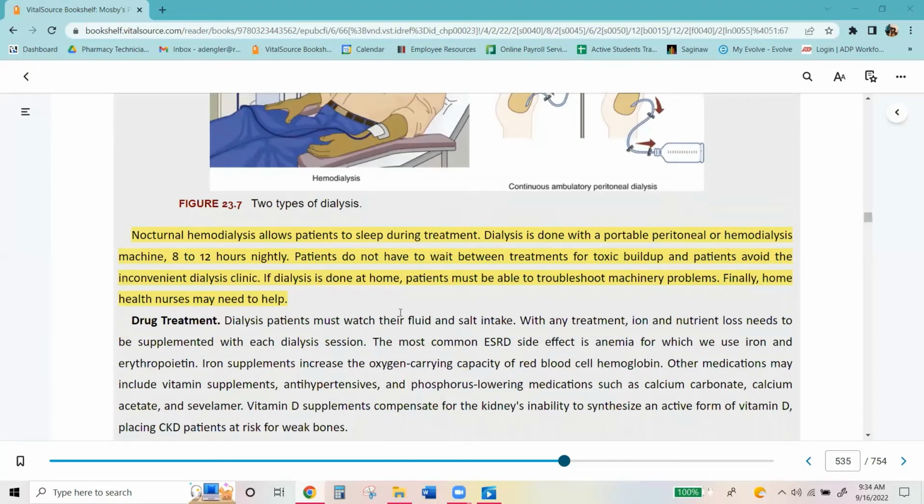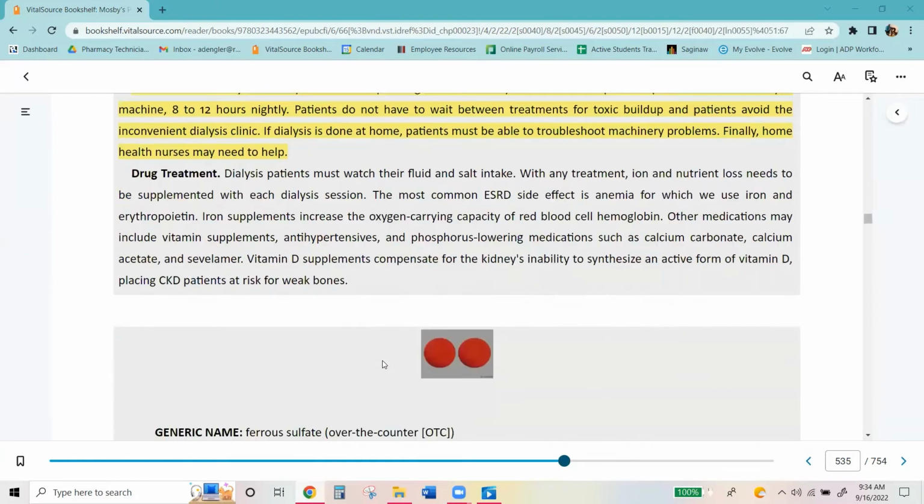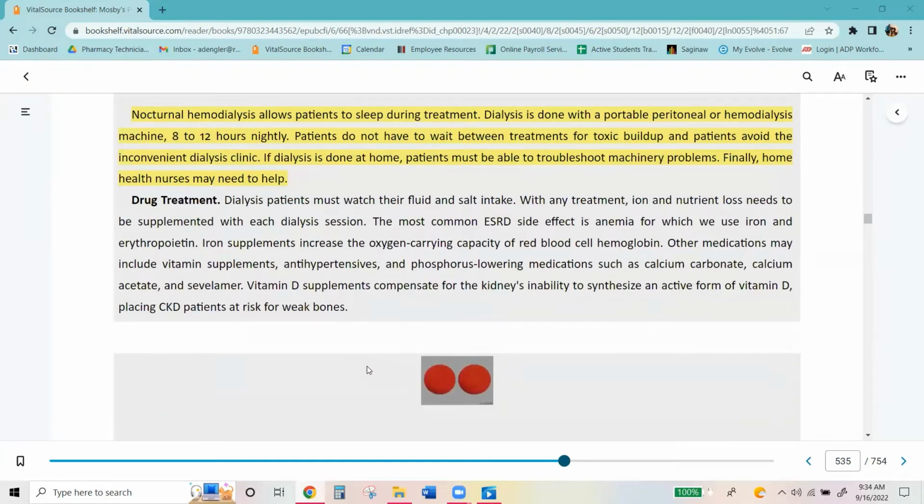Nocturnal hemodialysis allows patients to sleep during treatment. Dialysis is done with a portable peritoneal or hemodialysis machine, 8 to 12 hours nightly. Patients do not have to wait between treatments for toxic buildups, and patients avoid the inconvenient dialysis clinic. If dialysis is done at home, patients must be able to troubleshoot machinery problems. Finally, home health nurses may need to help.